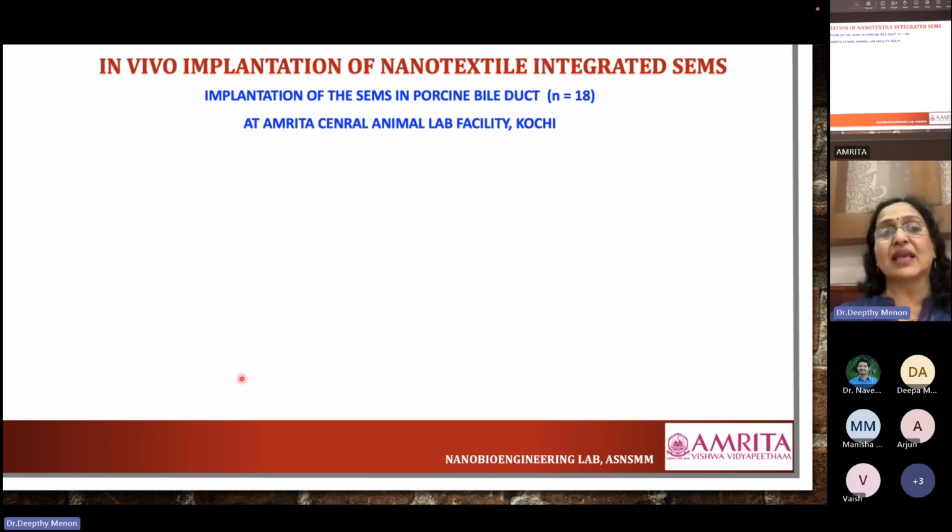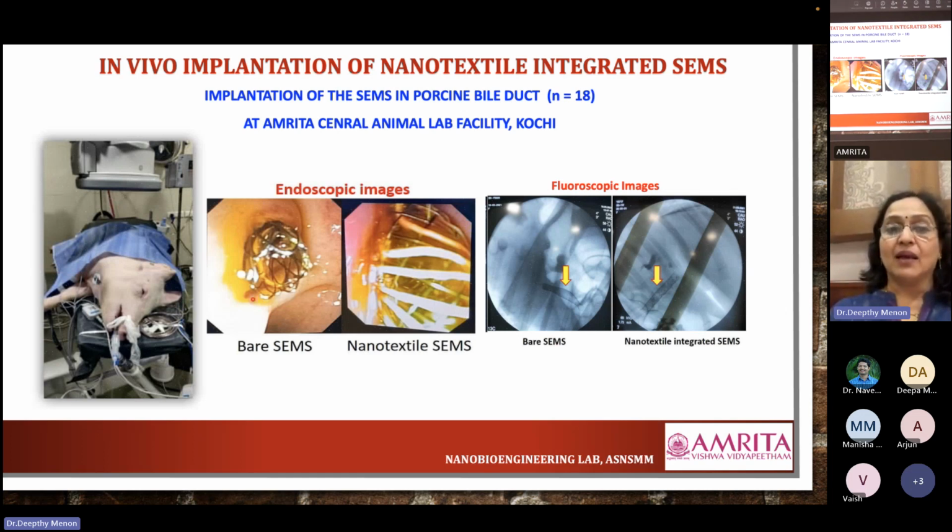And what is the next step? We proved it in vivo. We implanted these SEMS in porcine bile duct. So this is the bare metal stent and what you are seeing in white here is actually the yarn over the stent. And you can see the fluoroscopic image. The stent is sitting here and this is a bile duct, believe me, and this is the open stent. This is a bare stent and this is a nanotextile integrated SEMS.